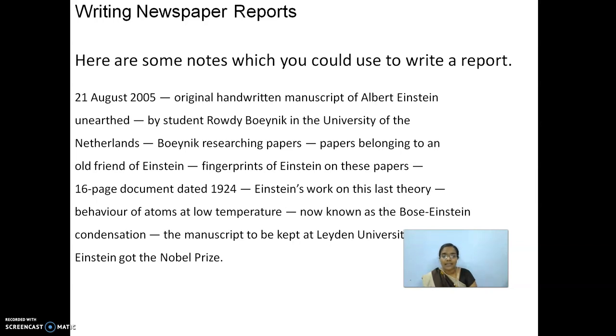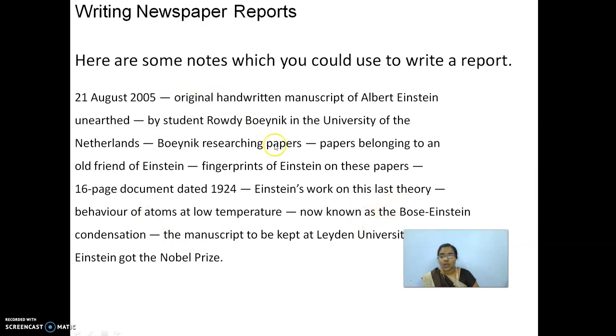A boy is researching papers belonging to an old friend of Einstein. So you could find here that in the year 2005, a manuscript of Albert Einstein was found. After getting this, a boy is doing research on that. So this is like a report. Fingerprints of Einstein on the paper, a 16 pages document dated 1924. See the year difference, children. It was dated as 1924. Here it is 2005. Einstein's work on his last theory.